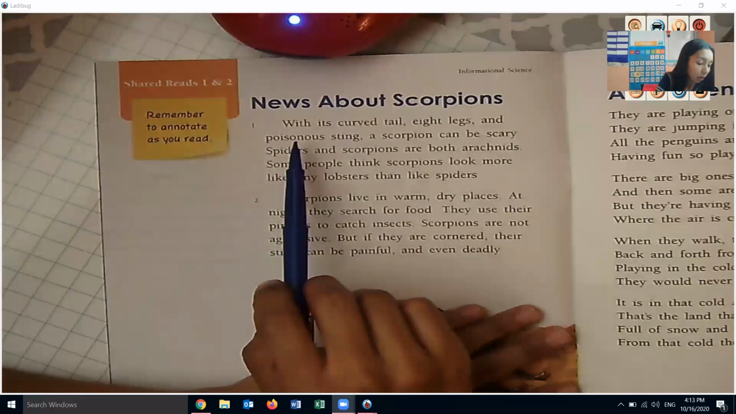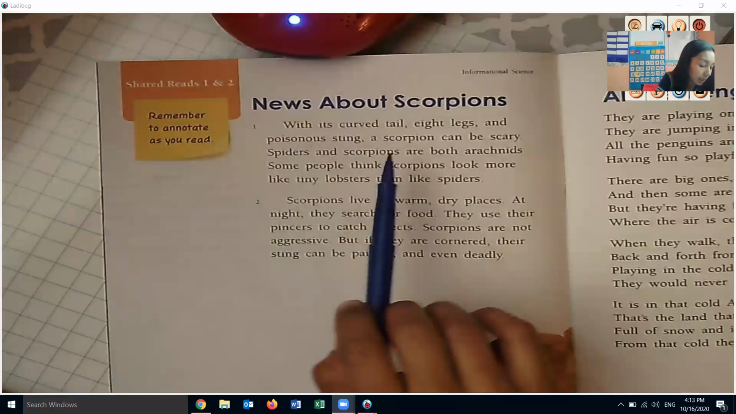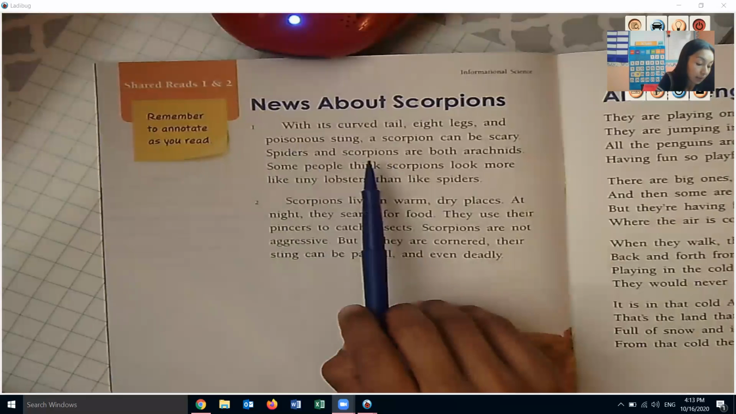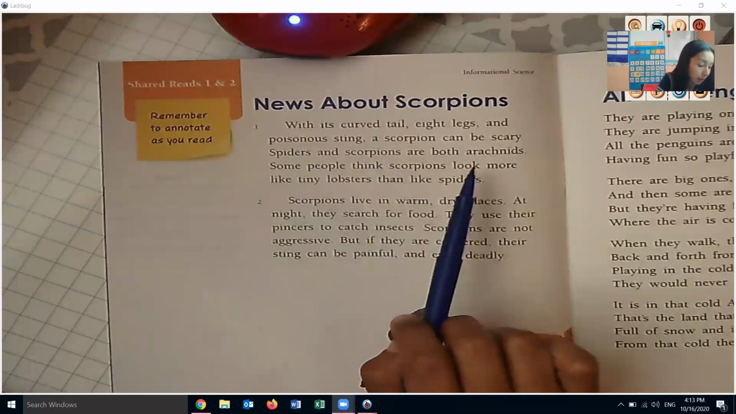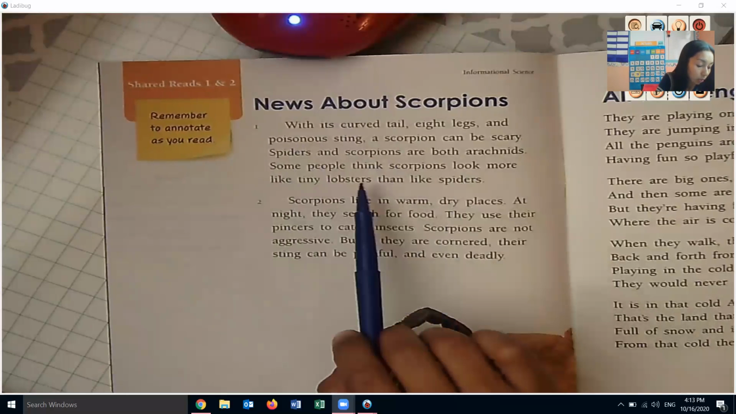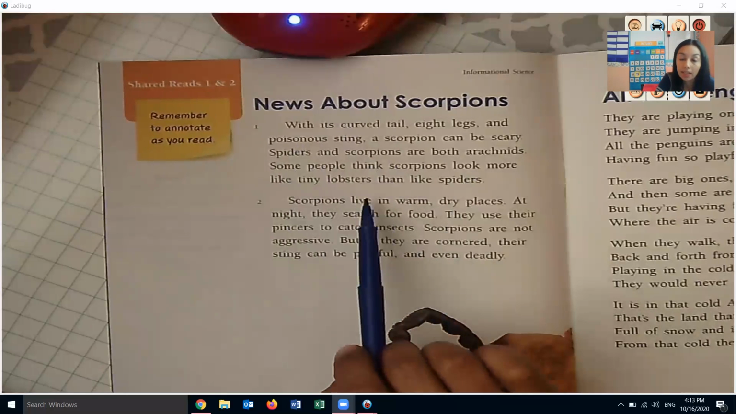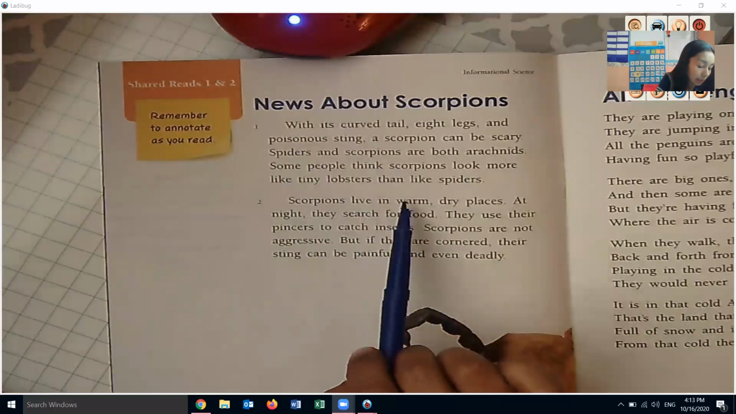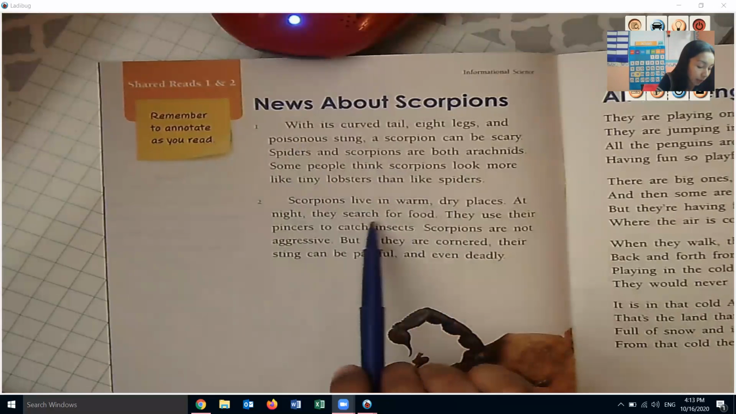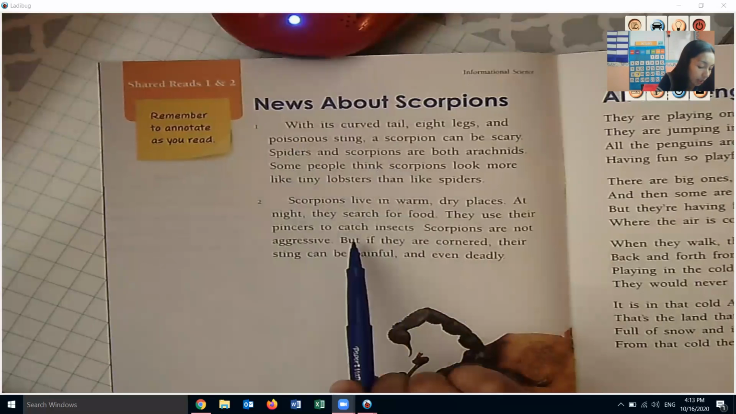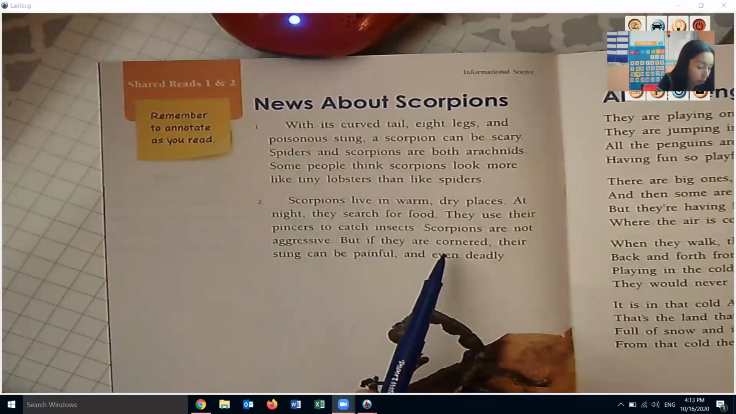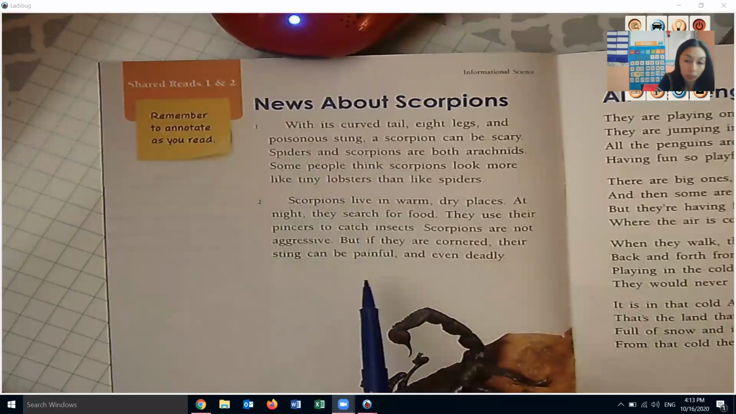With its curved tail, 8 legs, and poisonous sting, a scorpion can be scary. Spiders and scorpions are both arachnids. Some people think scorpions look more like tiny lobsters than like spiders. Scorpions live in warm, dry places. At night, they search for food. They use their pincers to catch insects. Scorpions are not aggressive, but if they are cornered, their sting can be painful and even deadly.